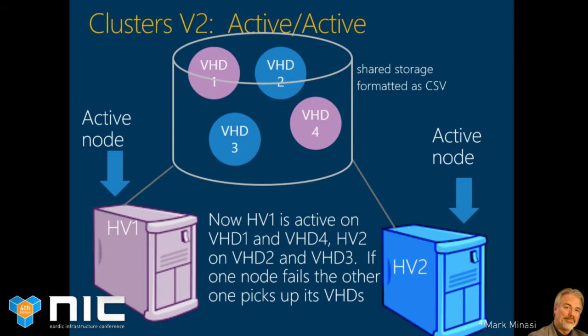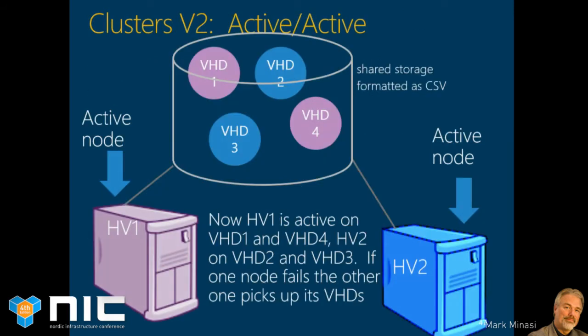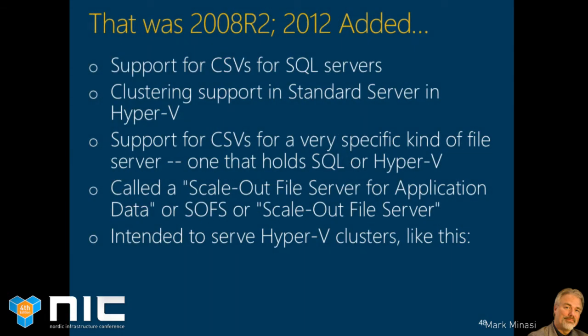So CSV, cluster shared volumes, that is the answer. Now, 2008 R2 only supported VHDs on CSV, only virtual hard drives on cluster shared volumes. 2012 changed the story because, first of all, it supported SQL. That was important. Clustering support, as I said, went from enterprise to standard. Everyone could afford it.